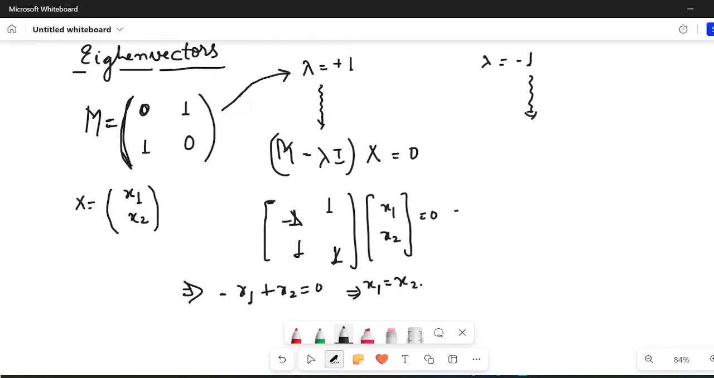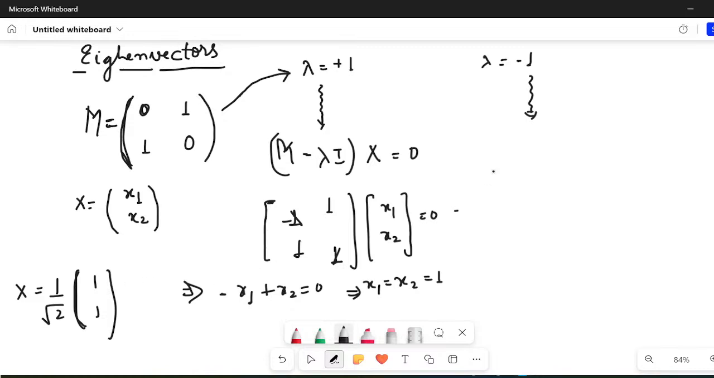So x1 equal to x2 you can simply take as 1, and at times we normalize it also. Normalizing means we divide by root over x1 square plus x2 square. So a normalized eigenvector would be 1 over root 2 times (1, 1), and if you don't want to normalize, then simply write (1, 1). It is quite easy to understand.